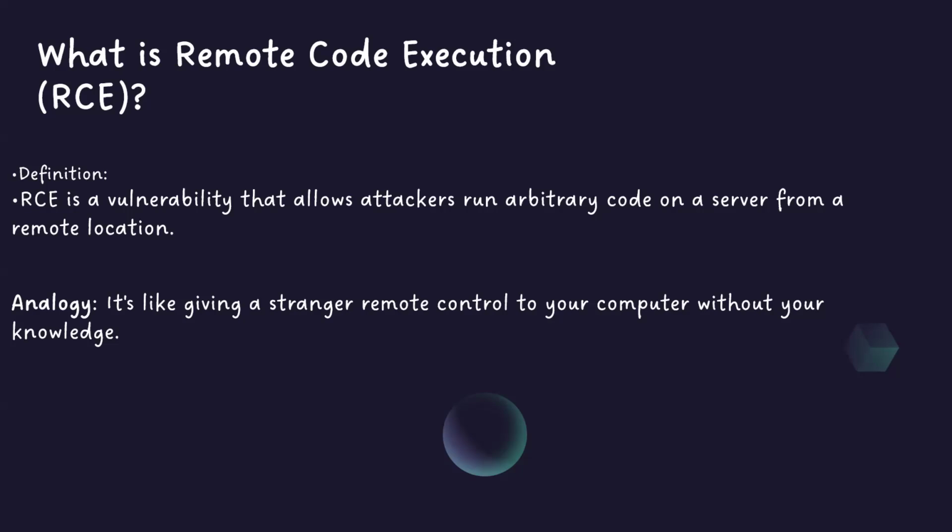So RCE occurs when an attacker exploits a vulnerability in a website to run arbitrary code, arbitrary commands, on the server. So it's basically they gain access, they read files, they modify files, they drop malware, execute malware on your server, delete all your sensitive files, and destroy your server. That's really what it is.